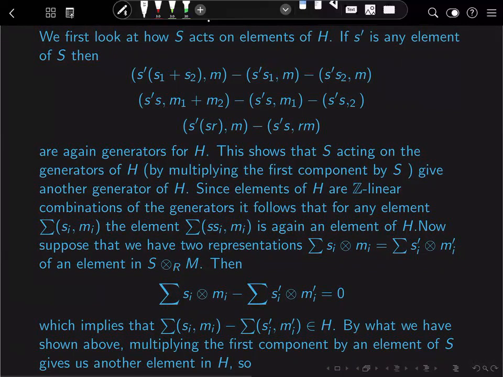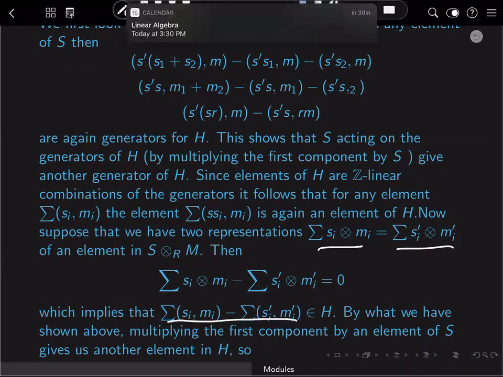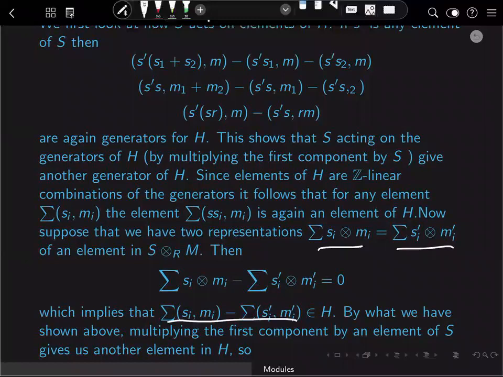So now let's suppose that we have two representations of the same tensor. So we have this representation and a different representation of an element in S tensored with M. Then we have that their difference is equal to 0, right? This implies that their difference here is an element of H, right? Because if their difference is equal to 0, that means that their pre-images have to be an element of H. That's what I meant to say.